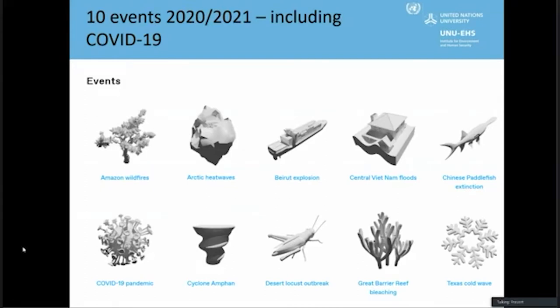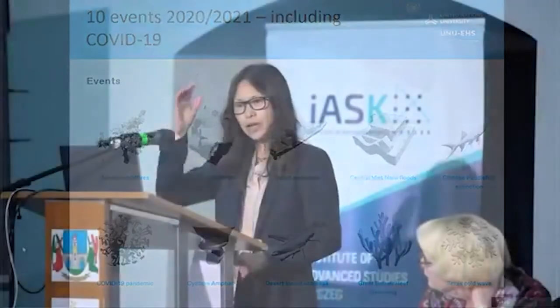We looked at how these 10 events are interconnected. I just mentioned the Arctic heat wave and the cold wave in Texas. So what happened was, due to the heat wave in the Arctic, the polar vortex above the polar area has been destabilized. This could move to North America, to Texas. That created the Texas cold wave. So these are seemingly unrelated events, but they are intimately related.